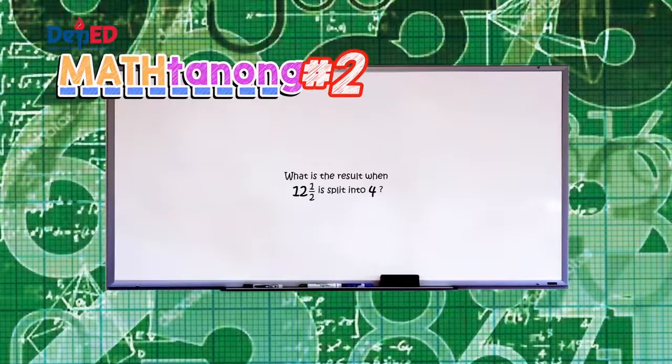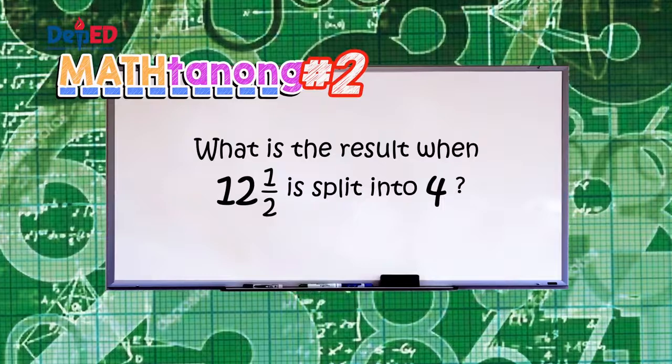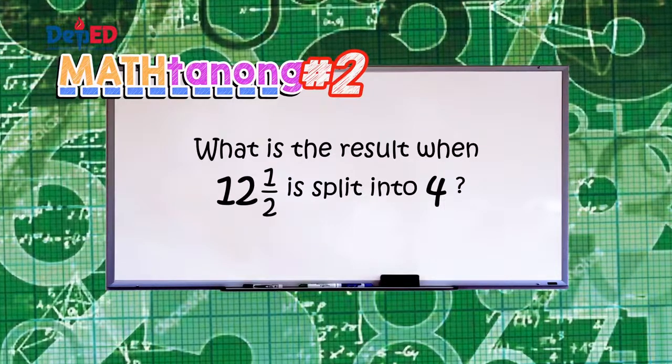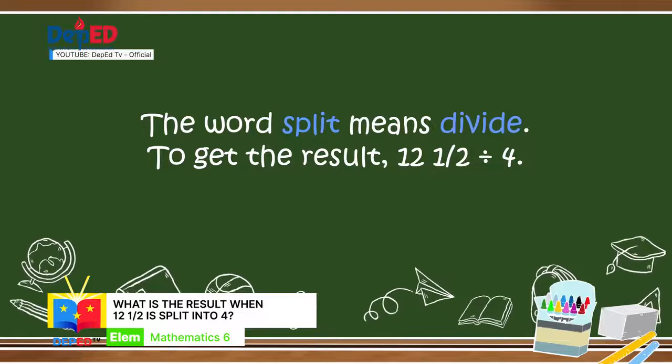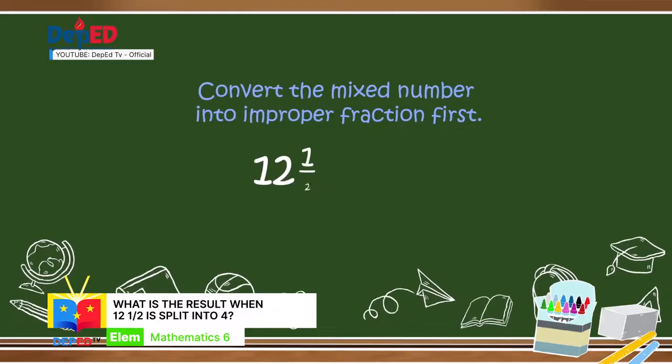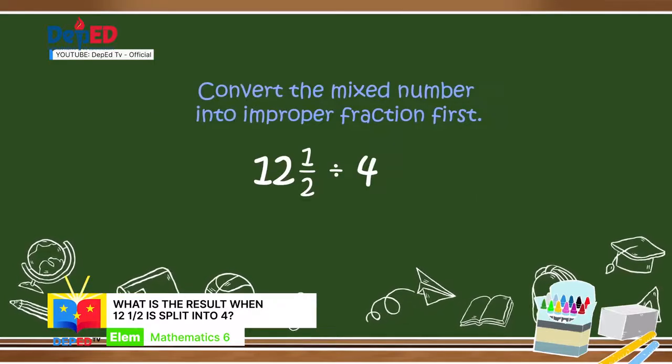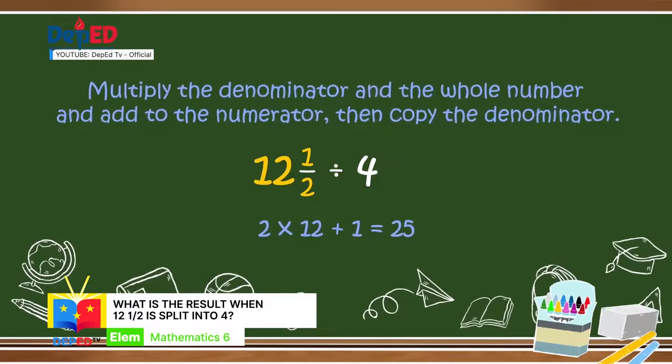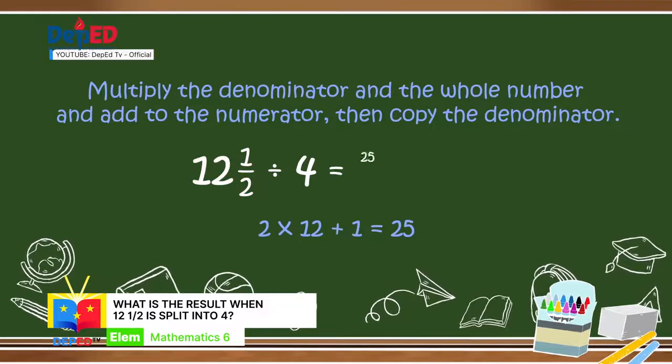Matanong number 2. What is the result when 12 1/2 split into 4? The word split means divide. To get the results, 12 1/2 divided by 4. First, change 12 1/2 to improper fraction. In changing mixed number into improper fraction, multiply the denominator by the whole number and add to the numerator. 2 times 12 plus 1 equals 25. Copy the denominator. We have 25/2.